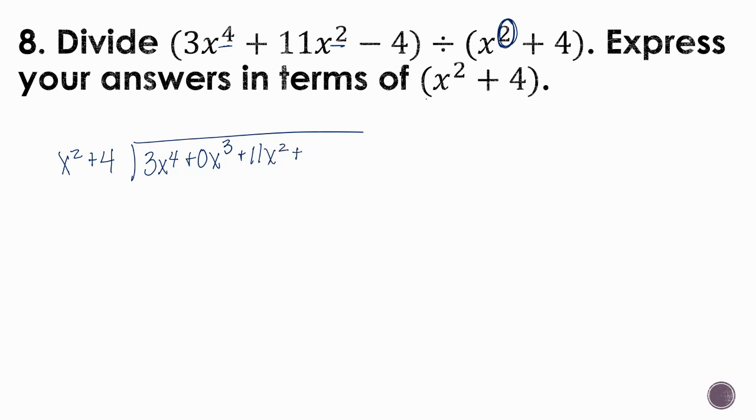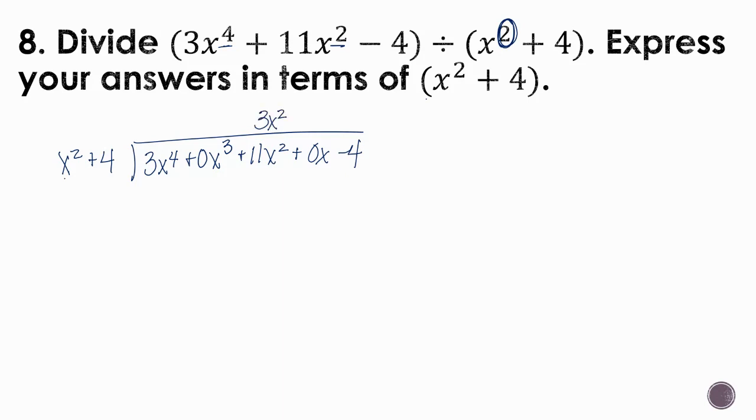Same with my x term. I'm missing an x term, so I'm going to put a 0 in there as well. Okay, now the first thing I want to do, what's going to multiply by x squared to give me 3x to the 4th? 3x squared.